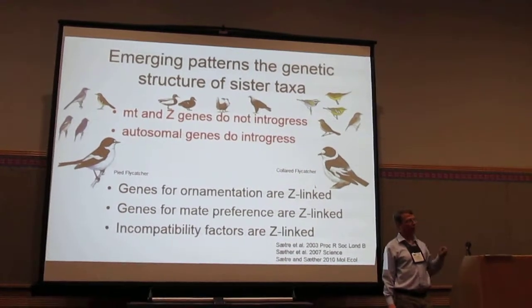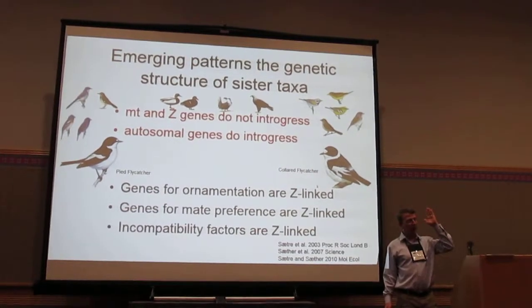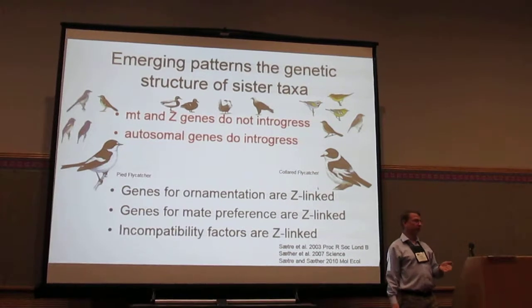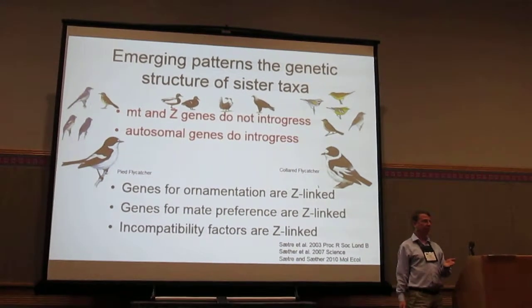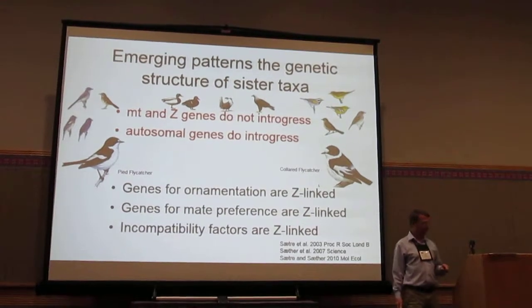We get blurry boundaries between species with autosomal nuclear genes, but we get tight boundaries with mitochondrial genotypes and Z-linked genotypes. The mitochondrial genotype is why barcodes work. If we didn't have tight boundaries with mitochondria, we wouldn't have a DNA barcode signal. But also Z-linked genes work.